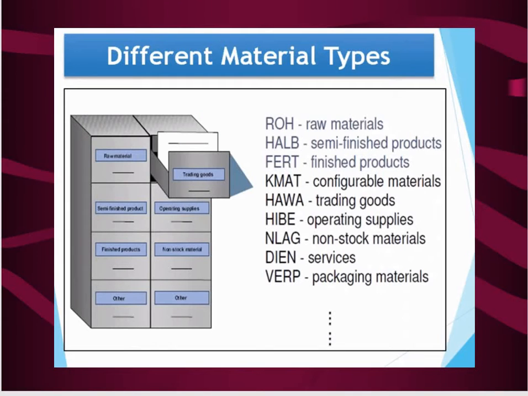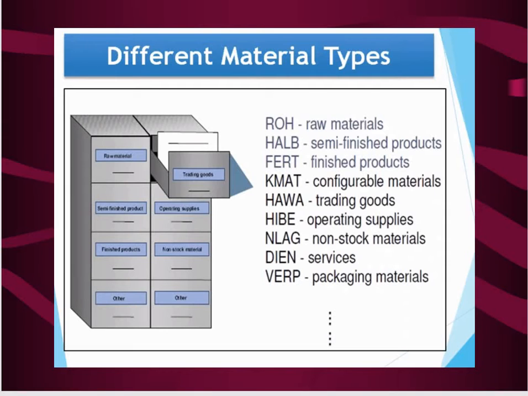So we have different material types. The standard ones are ROH for raw materials, HALB for semi-finished products, FERT for finished products, and KMAT for configurable materials. I'll explain all of these later. So these are the standards. We can also have the Z form of material types. What we normally do is copy all the configs already there in the standard, make some modifications in the material type, and then use it as our own material type which suits our business.